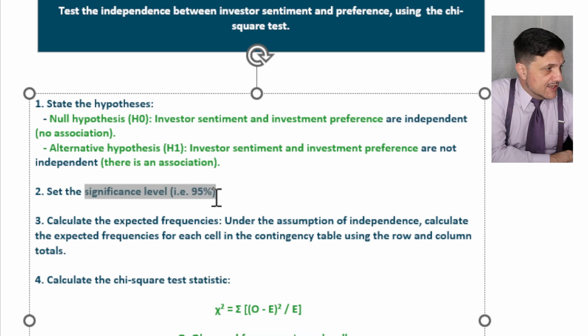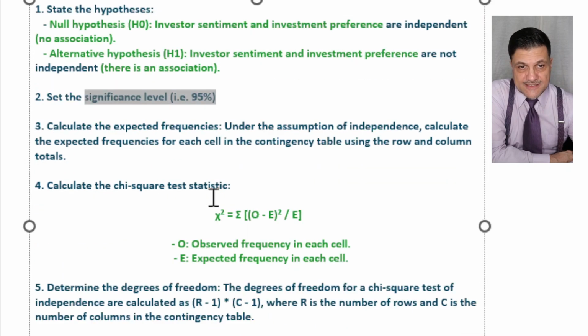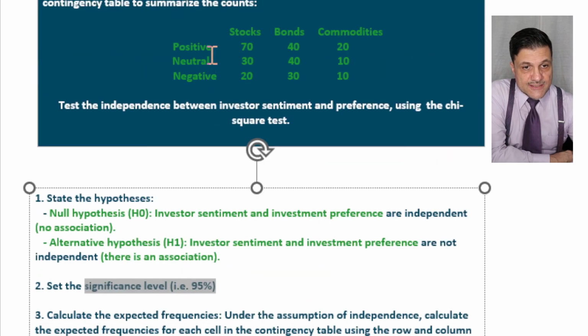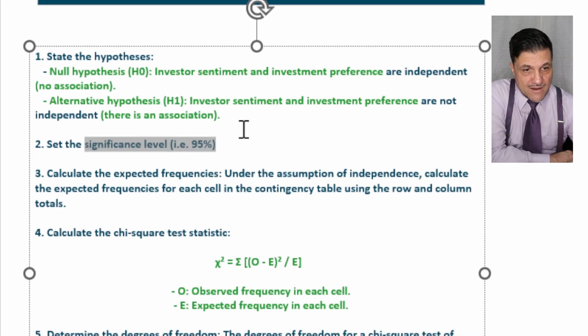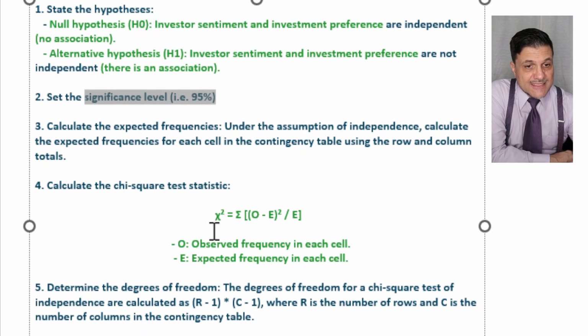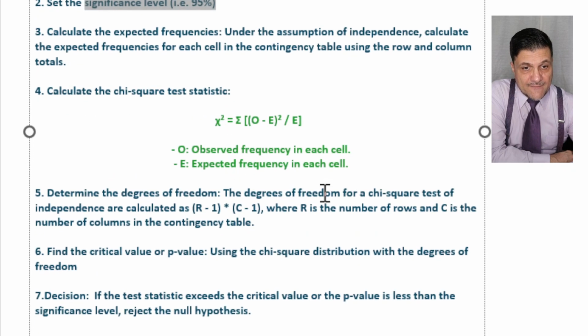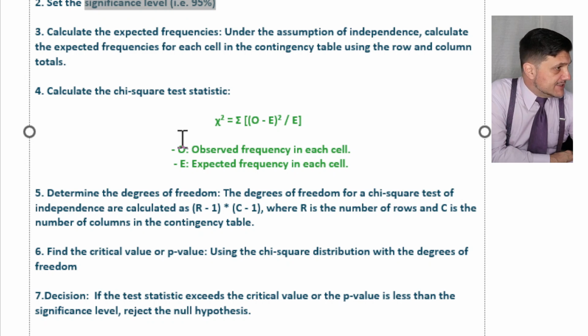Significance level, because, again, we are on a parametric test. Calculate the expected frequency. Under the assumption of independence, calculate the expected frequency of each cell, okay, which are those numbers here. All right. Calculate the chi-square statistic. So there you go. That's the formula: summation of observed value minus expected value squared, divided by expected value. Okay, you add all of them, and then you're going to determine whether to reject or not based on your calculation. So that's your test, the chi-square statistic.